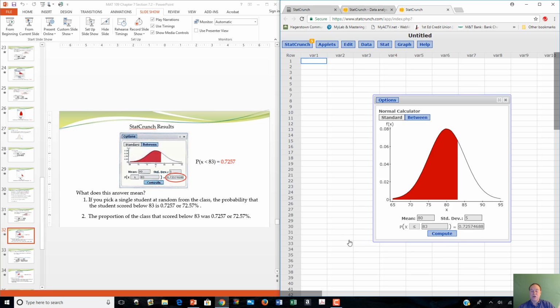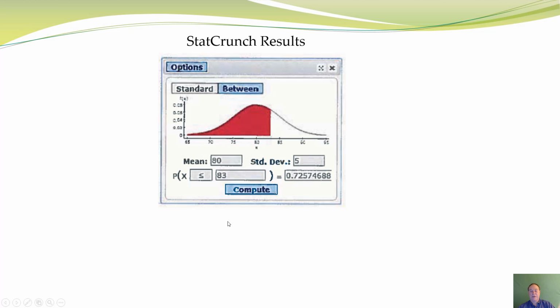The only difference between normal and standard normal is that for normal you have to put in a value for the mean and a value for the standard deviation. Standard normal is 0 and 1, and it's automatically put in for you. Now, this is what we got.